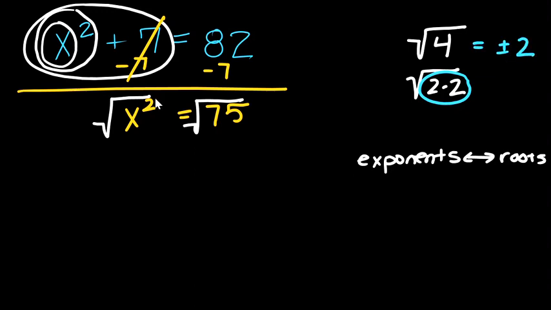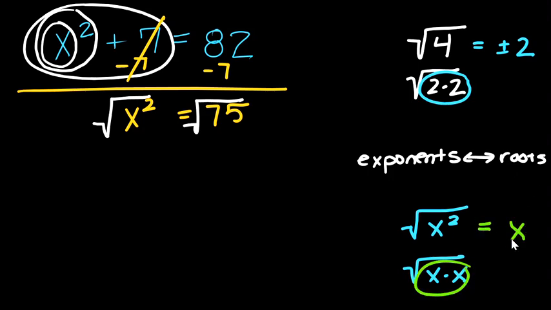Well, the same logic applies to x squared. The square root of x squared is just the square root of x times x. And notice that we have a pair of x's. The square root of x squared is just x, because there's a pair of x's under there. So that helps us get rid of the exponent. We get x equals plus or minus the square root of 75.